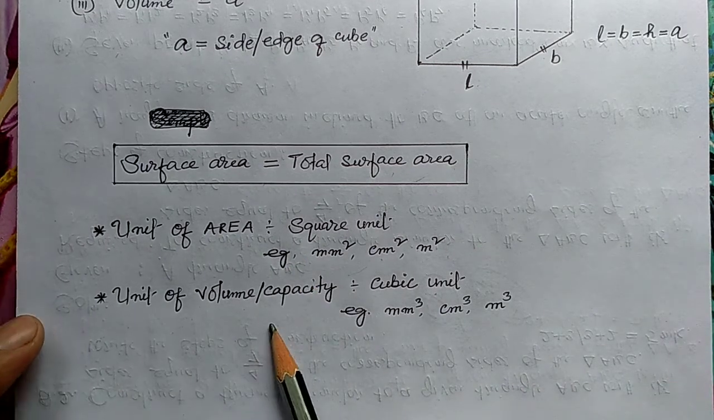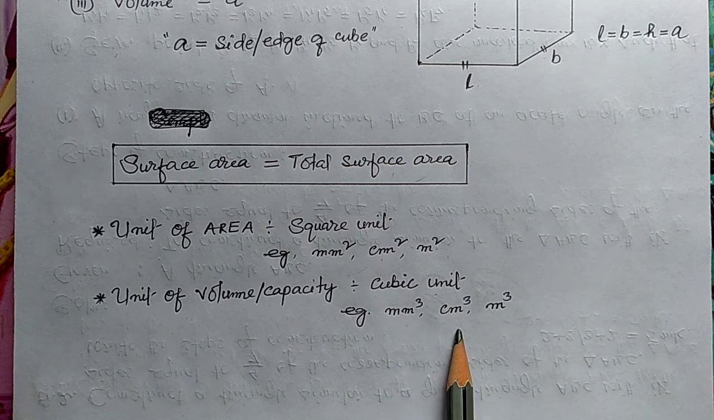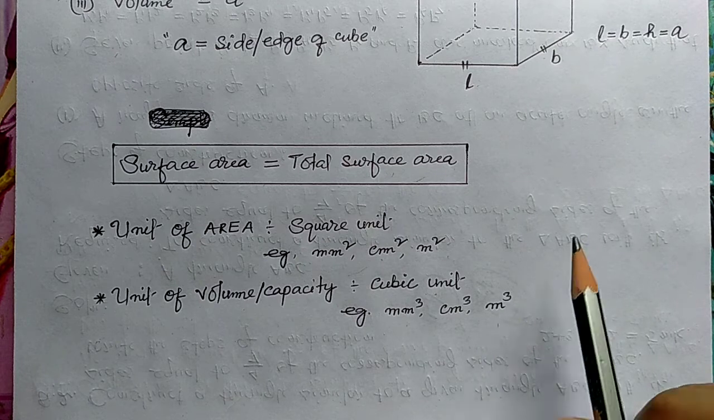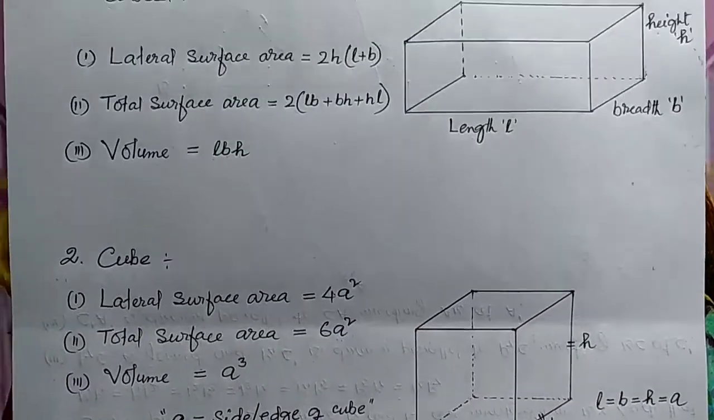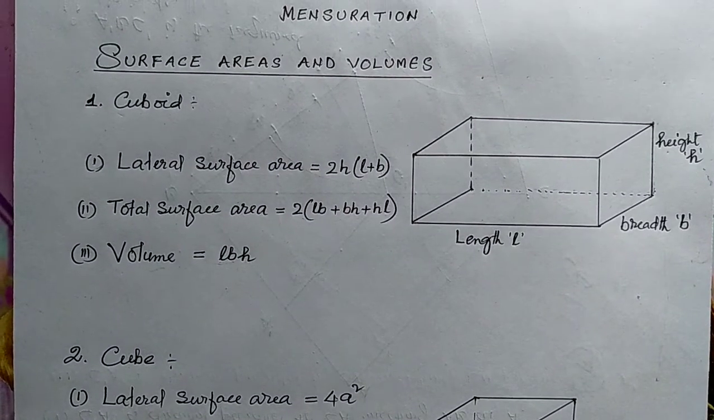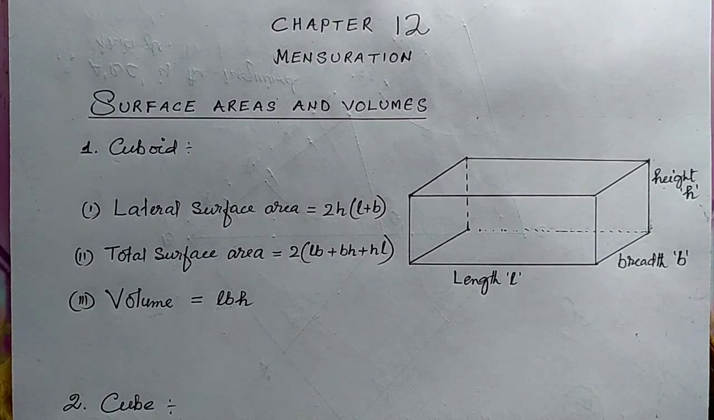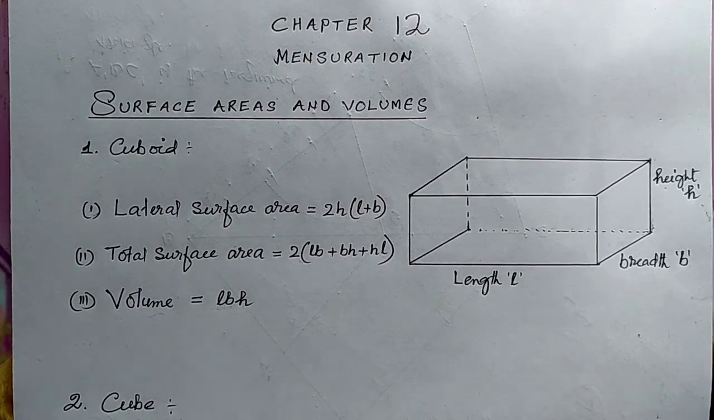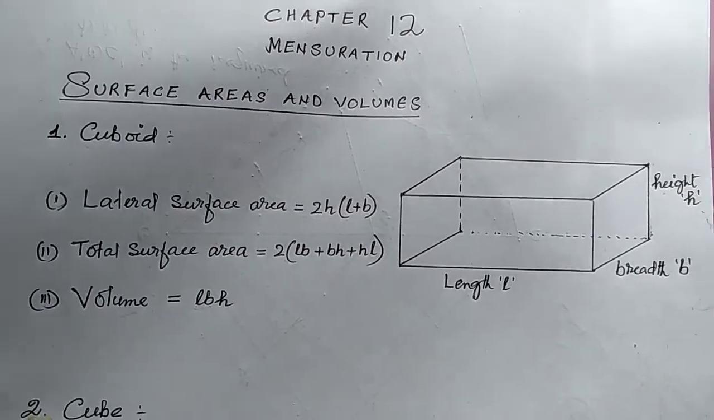Like that, for volume or capacity, the unit is cubic unit. That is, if centimeter is given, centimeter cube. If meter is given, meter cube, like that. So now I ask you to memorize all the formulae that you got here, altogether 6 formulae. Now we shall move to the next page to solve some questions.